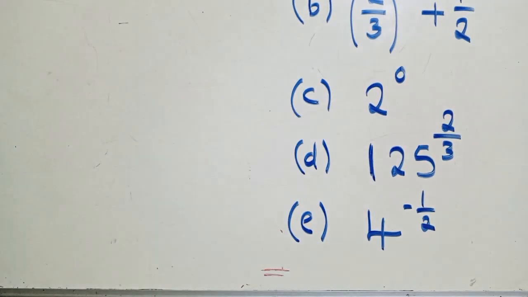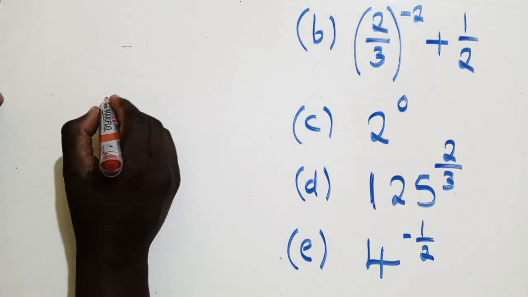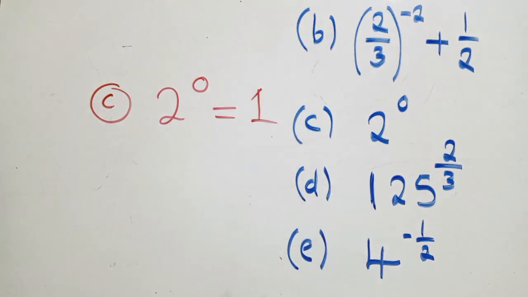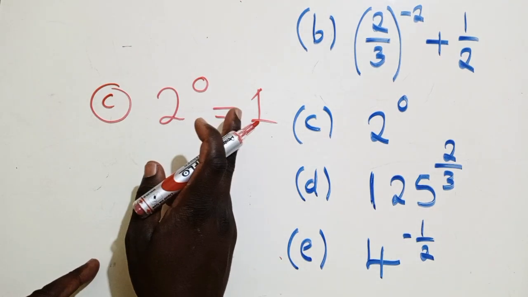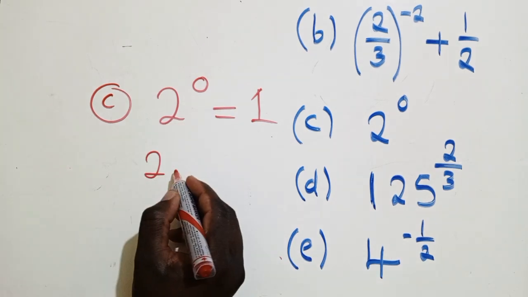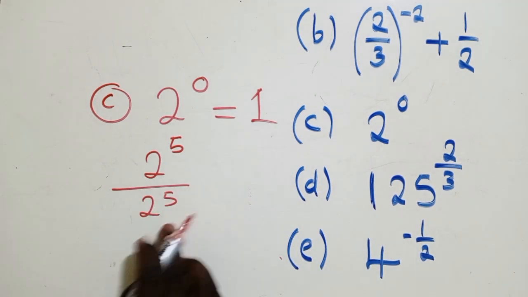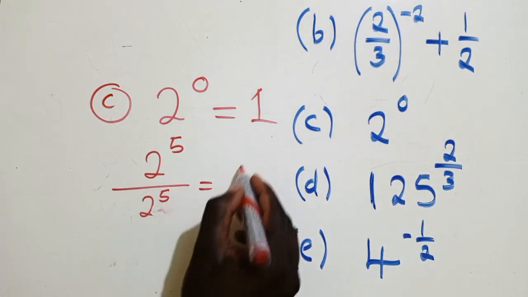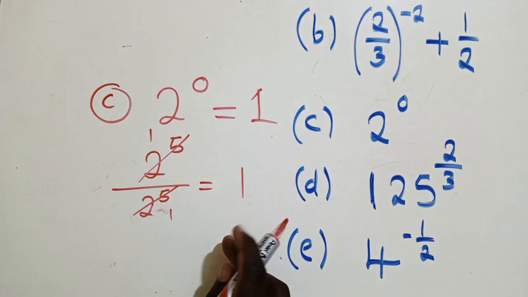Question C. What is 2 to the power 0? The answer will just be 1. How do we say anything to the power 0 is 1? Let's say this is 2 to the power 5 over 2 to the power 5. I'm just assuming 2 to the power 5. This thing is the same as this, so it will just give us a 1. When we divide this into this, it's 1. So our answer will just be a 1.